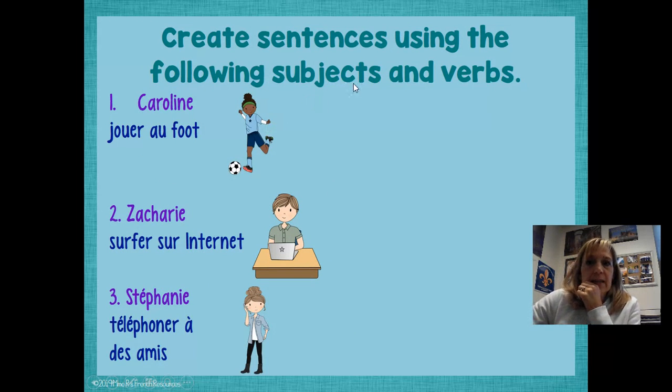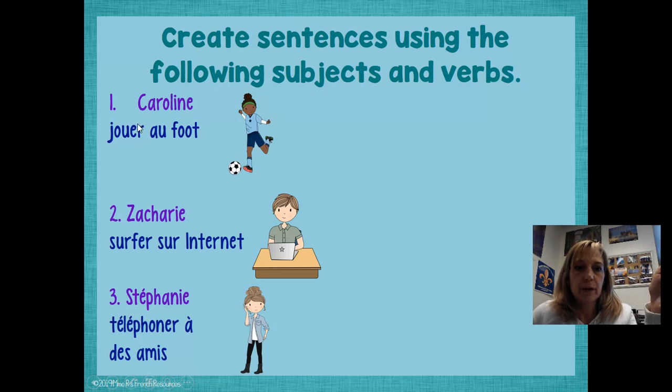Okay, now we're going to put this together. I want you to create a sentence using the following subjects and verbs. So we'll do the first one together. Caroline, and here we have jouer au foot. Okay, jouer au foot. This is the infinitive, jouer, an ER verb. So we want to say Caroline plays soccer. Okay, we're going to keep Caroline. We're not going to change it to elle, but we're going to use the elle form for the ER verb. Okay, so think of our little chart: e, es, e, ons, ez, ent.